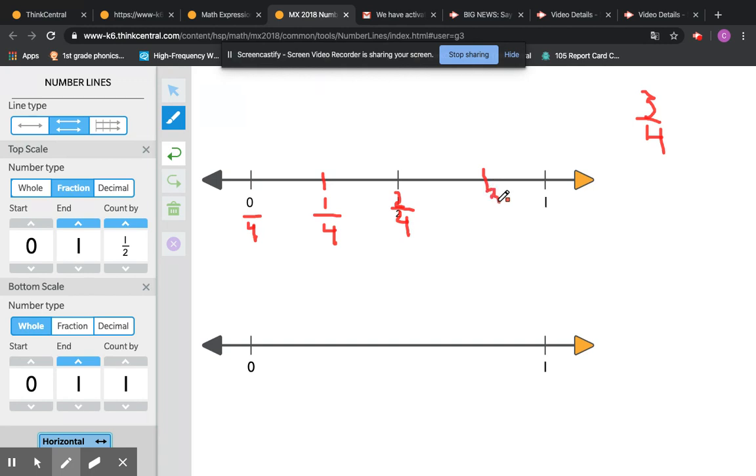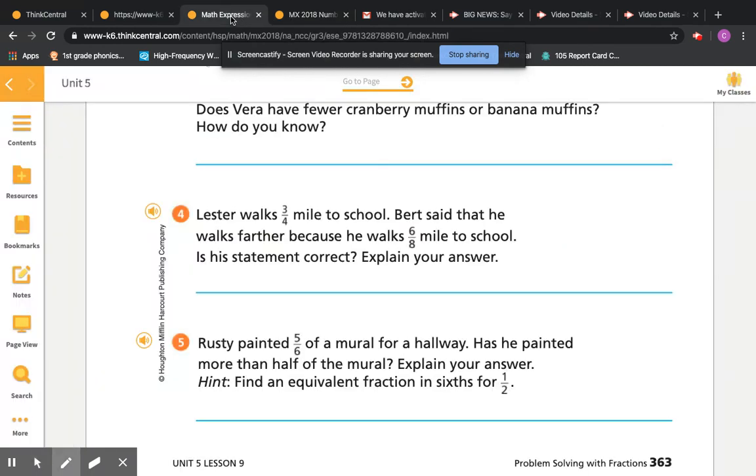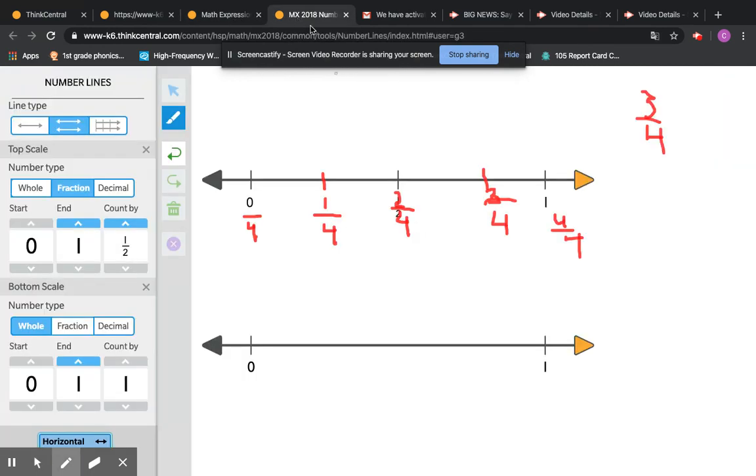This one then will be 3/4, and this one is going to be 4/4. Okay, now the next one was 6/8, right?